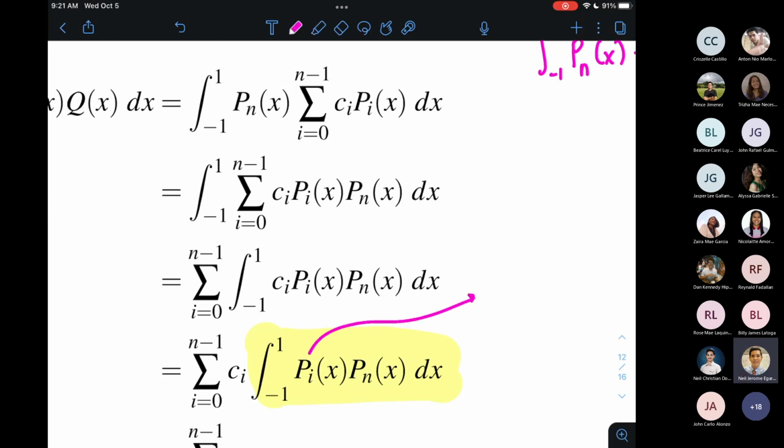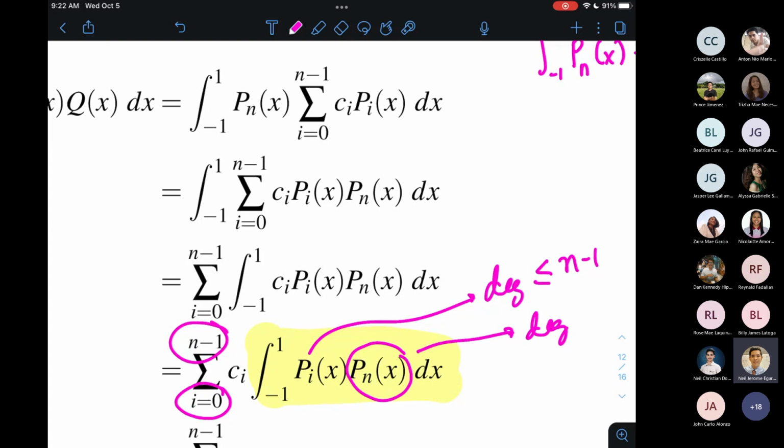Si P sub i ay isang Legendre polynomial of degree 0 hanggang n minus 1. Right? Because i goes from 0 to n minus 1. So, alam natin si P sub i, it represents a Legendre polynomial of degree at most n minus 1. Tapos, ini-integrate ko siya against a degree n Legendre polynomial. Right? So ito ay degree at most n minus 1.